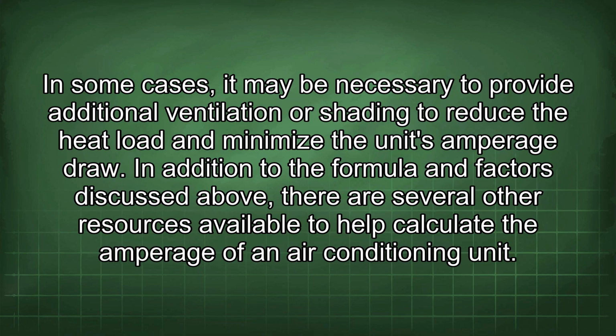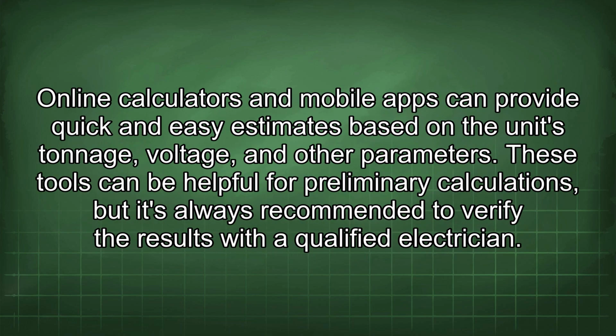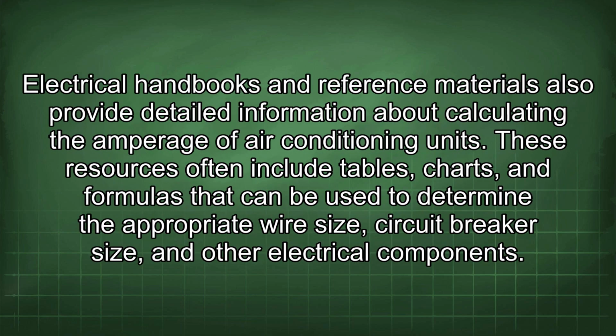In addition to the formula and factors discussed above, there are several other resources available to help calculate the amperage of an air conditioning unit. Online calculators and mobile apps can provide quick and easy estimates based on the unit's tonnage, voltage, and other parameters. These tools can be helpful for preliminary calculations, but it's always recommended to verify the results with a qualified electrician. Electrical handbooks and reference materials also provide detailed information about calculating the amperage of air conditioning units. These resources often include tables, charts, and formulas that can be used to determine the appropriate wire size, circuit breaker size, and other electrical components.